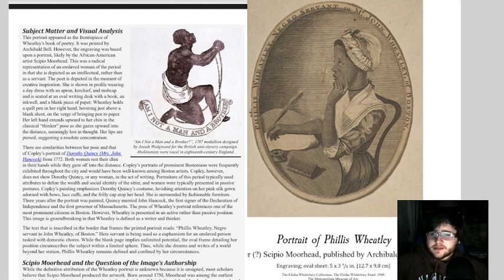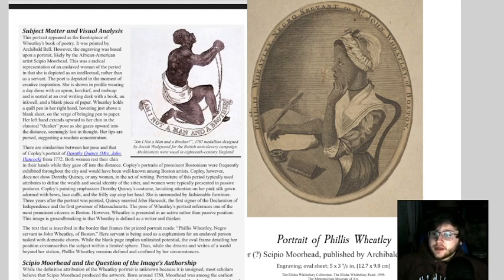There are similarities between her pose and that of Copley's portraiture of Dorothy Quincy from 1772. Both women rest their chin in their hands while they gaze off into the distance. Copley's portraits of prominent Bostonians were frequently exhibited throughout the city and would have been well known among Boston artists. Copley, however, did not show Dorothy Quincy or any woman in the act of writing.